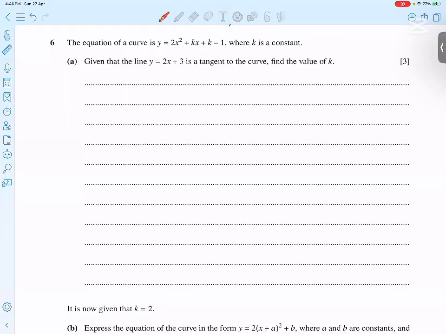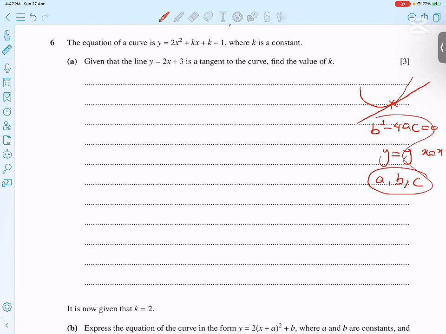Question number 6, we have the equation of a curve given, k is a constant, and the line is a tangent to the curve. So you know very well, students, when a tangent to a curve is given, it means touch and go. In this kind of question, b squared minus 4ac equals 0. Step by step: step number 1, either put y equal to y or x equal to x. Make the equation, get a, b, c, apply the b squared rule.